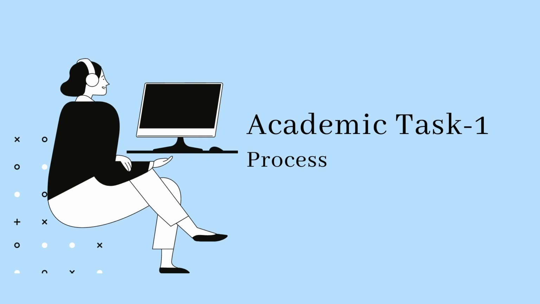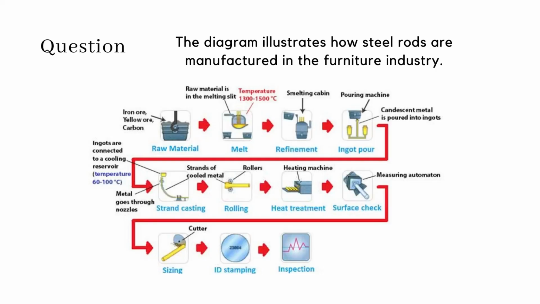See how to attempt the process type of question in IELTS Academic Task 1 Writing. Let us start with the question. The diagram illustrates how steel rods are manufactured in the furniture industry.